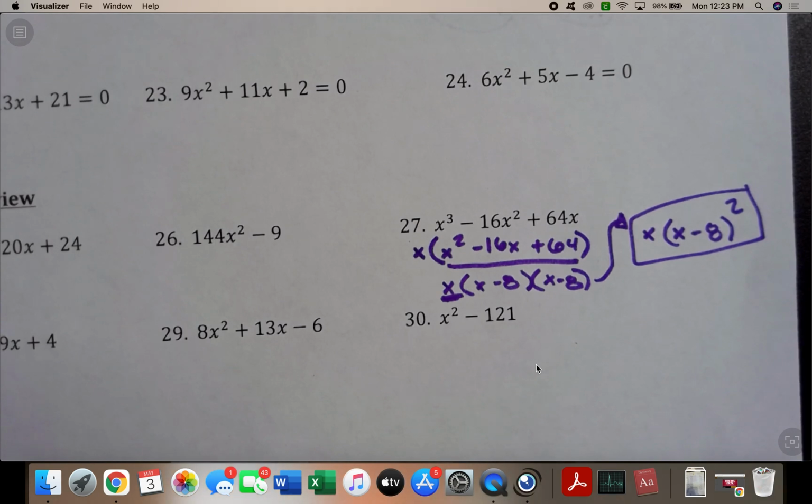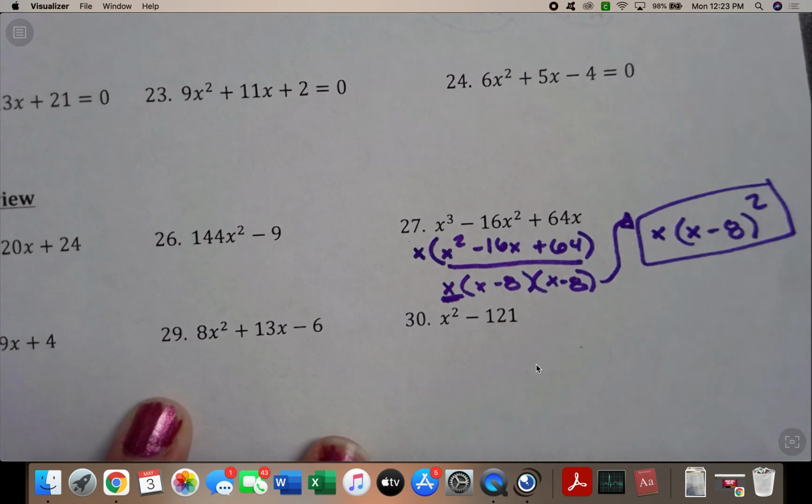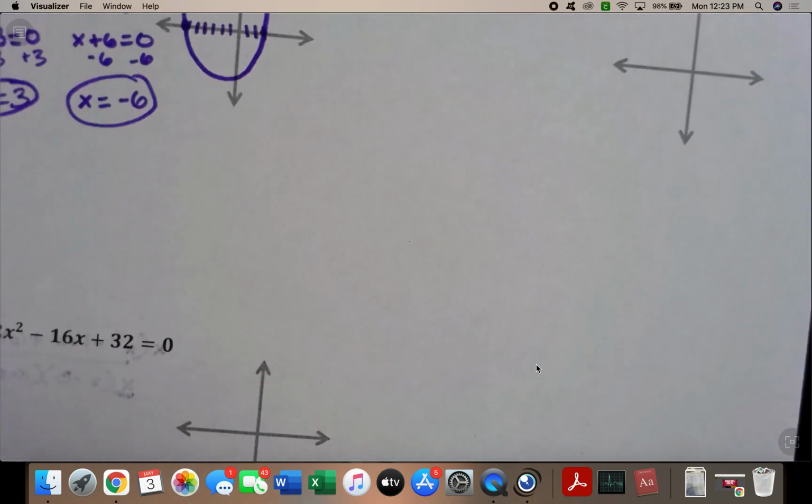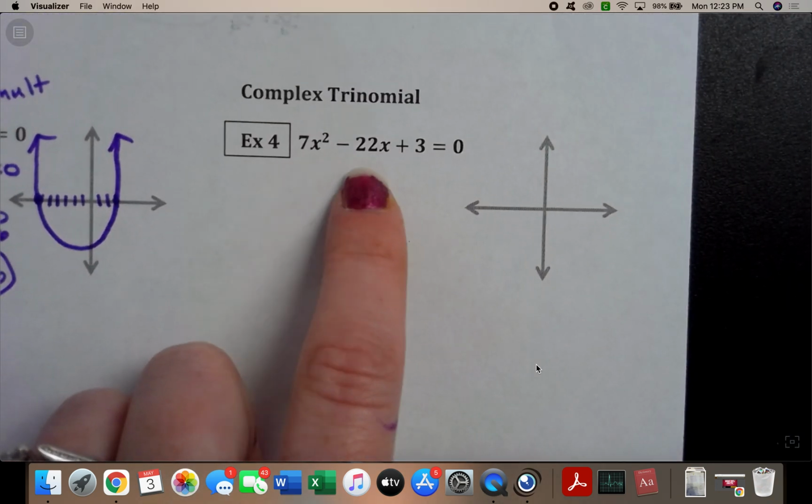Okay, I know that's what we're gonna do right now. Ready? We gotta do complex trinomial. Okay, let's go. Complex trinomial. 7x squared minus 22x plus 3. Okay, just divide the steps.